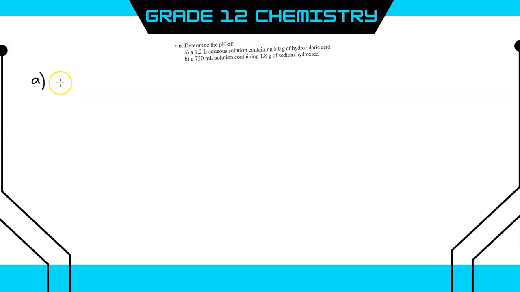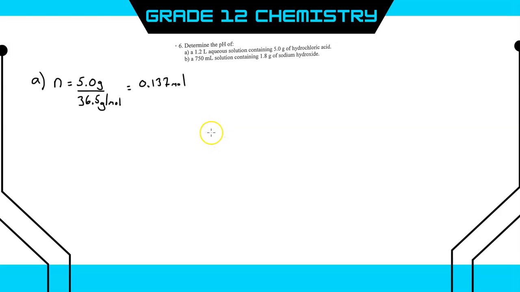So let's first figure out the number of moles of hydrochloric acid. The number of moles of hydrochloric acid is going to be mass over molar mass. So we've got 5.0 grams over molar mass, and you can check your periodic table for that. It's about 36.5 grams per mole. So that gives us 0.137 moles.